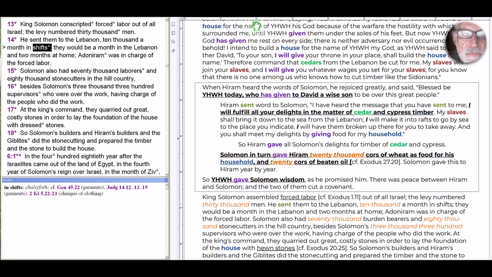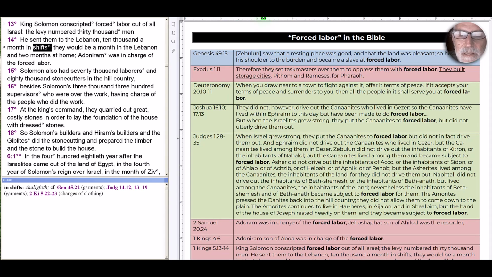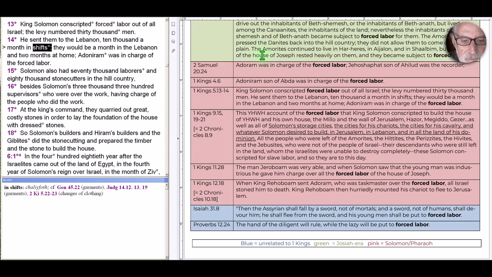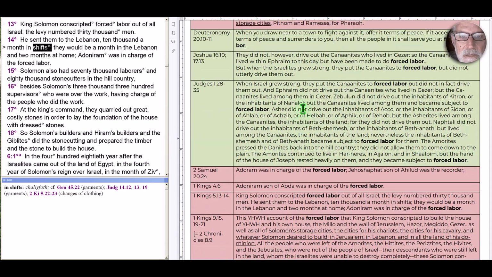So before I get too far into the text, let's look at the context of forced labor in the Bible and see what that's saying about Solomon and Pharaoh. So I've color-coded this, as you can see in the lining below. The blue is unrelated to 1 Kings. The green here for Deuteronomy and Joshua are texts from the Josiah era, roughly 630 or so BCE, so near the end of the monarchy. And if you're not sure about why Josiah is the author of these texts, go back and watch my introductory video, where we talk about that.